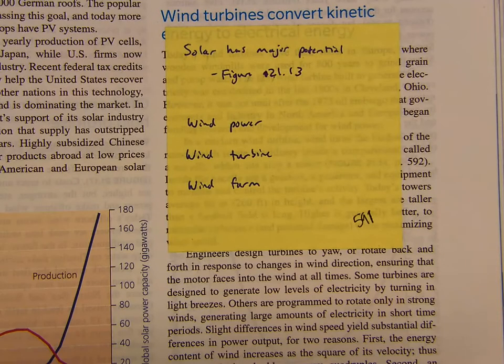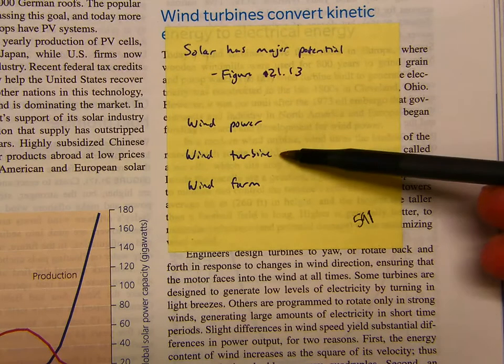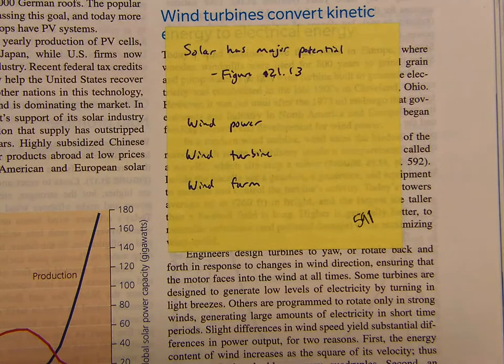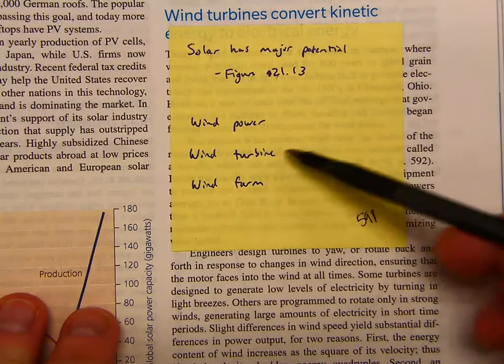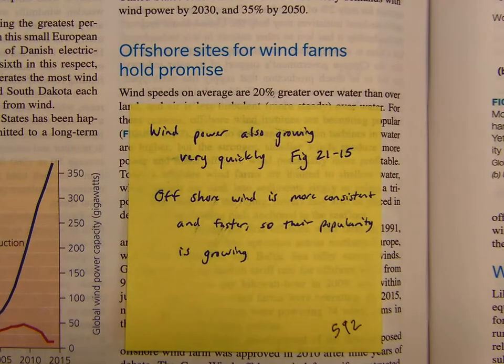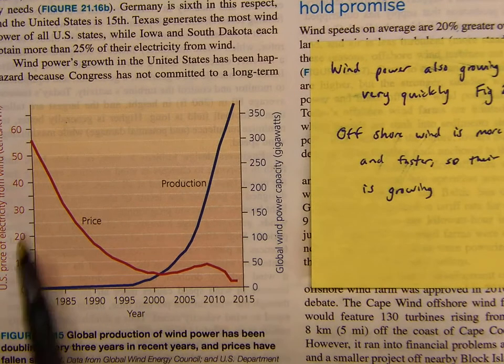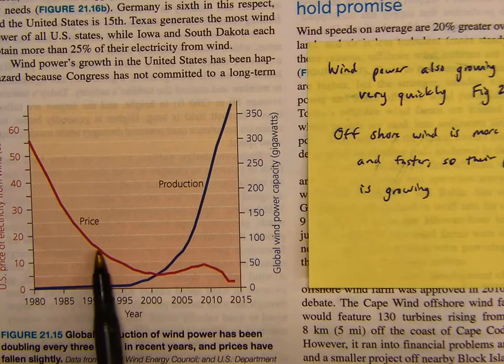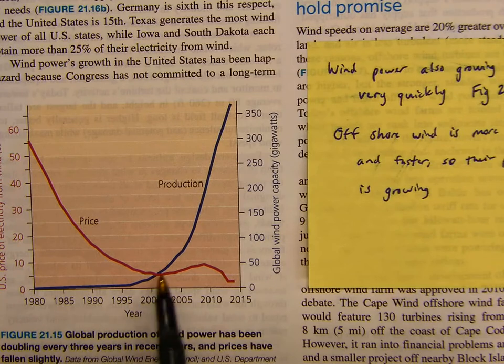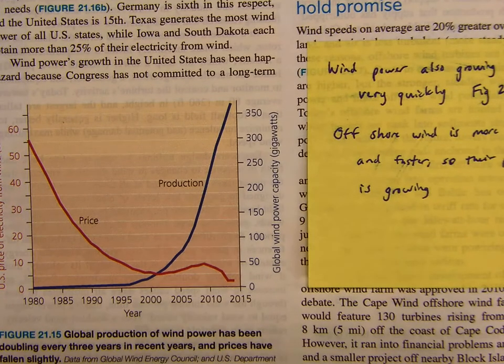So next is wind power, which is wind turbines and wind farms. The wind turbine is simply the big windmill, per se. Then the wind farm is if you have a whole bunch of those stuck together. So wind power is also growing very quickly. Like that diagram right there, same thing. Price is falling substantially because the technology is getting better, but the production is also skyrocketing. So it's a really good thing.